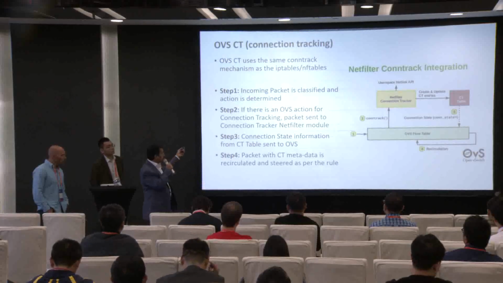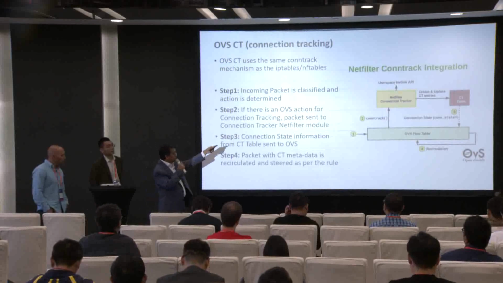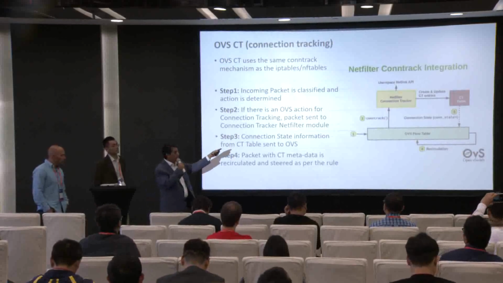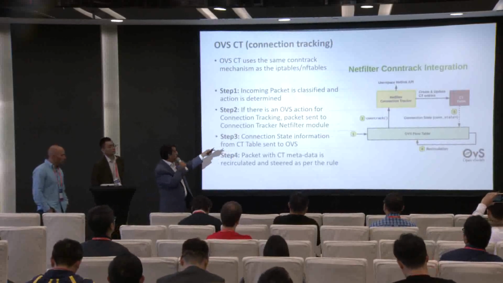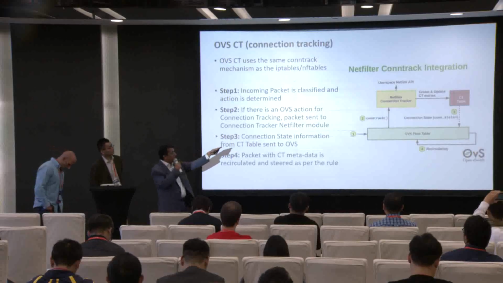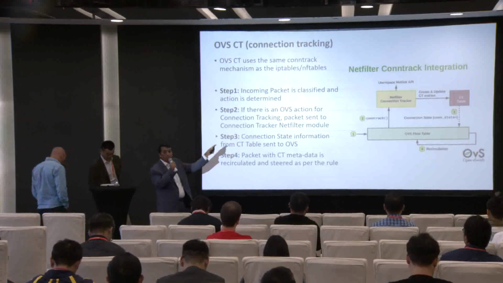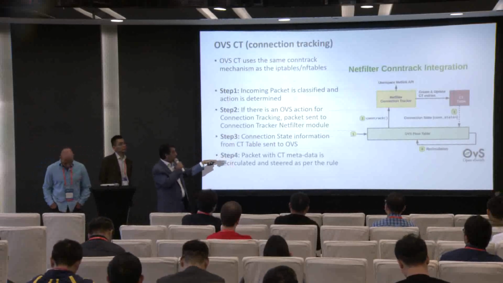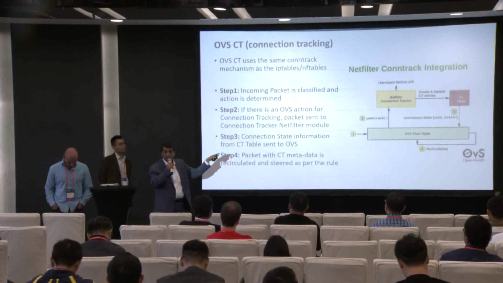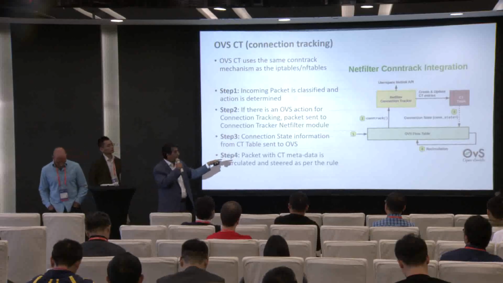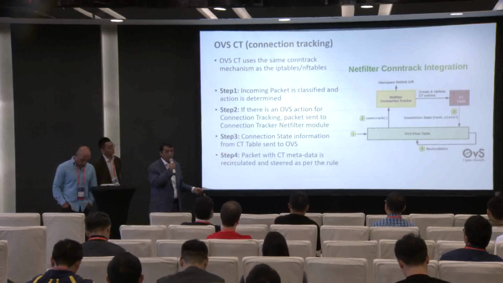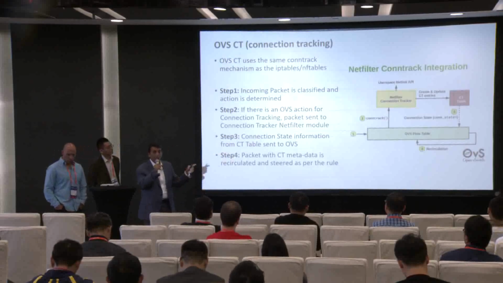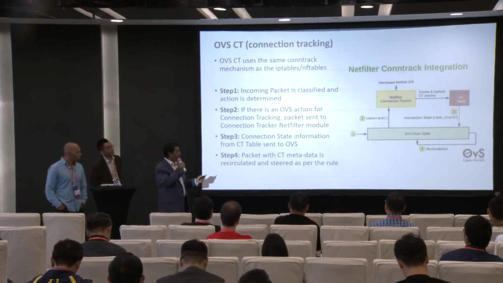And so that's where, when you go to step 2, you make a call to the connection tracking module in Linux and say, hey, can you please track this connection? It'll find out if the connection exists in the CT table. And if it is, then it'll return you the CT state information. Now that's what you use to update the metadata for that particular packet about its connection state. And then you recirculate the packet so that OVS will classify the packet. Now this is all done in software. There's no hardware offload. It's all existing using OVS CT along with netfilter or the IP tables.